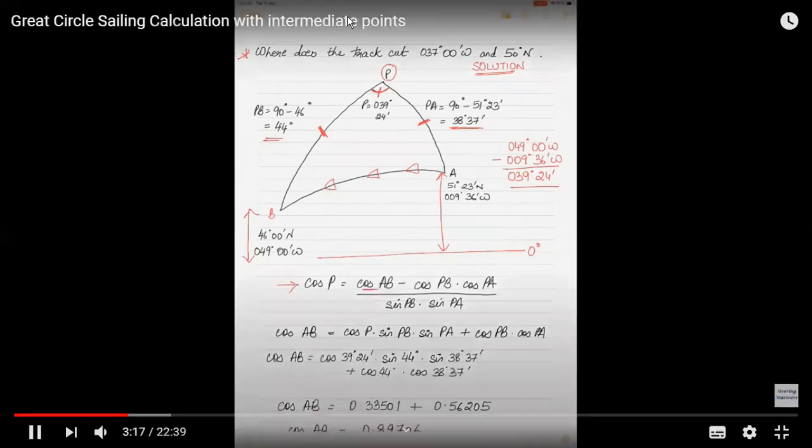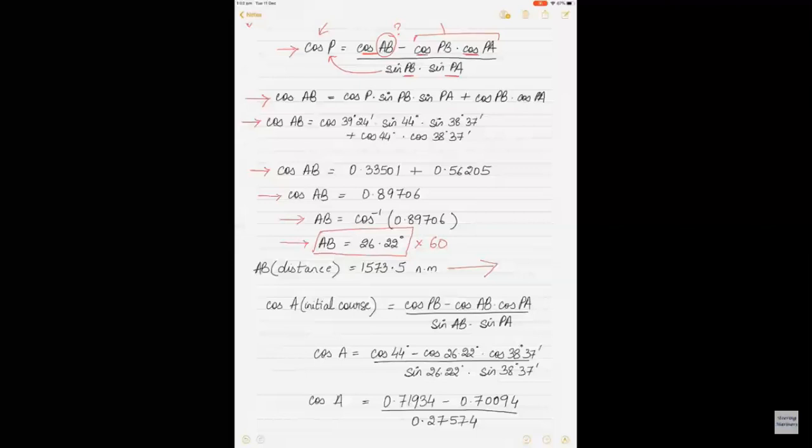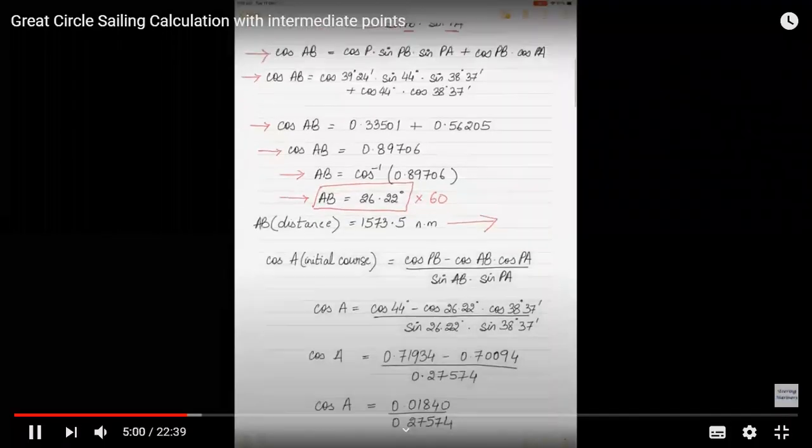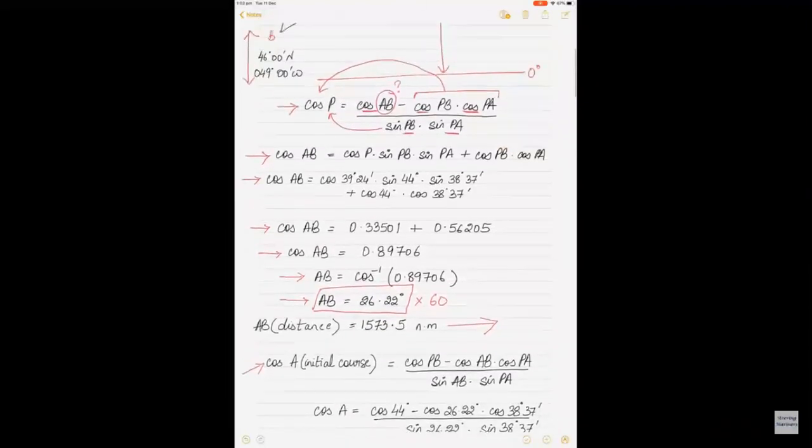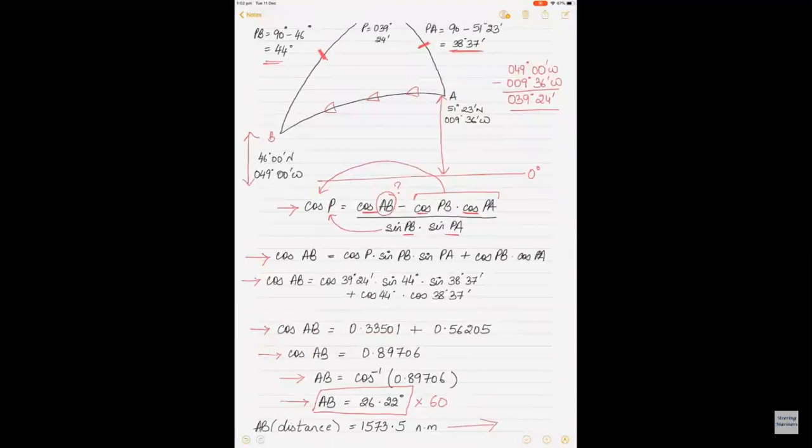Minus cos AB, so AB is 26.22 degrees as calculated. To calculate the distance, we multiply the angle by 60, so the initial force is 1573.5 nautical miles. The angle A in the diagram, you can see, is the included angle, and this is the initial course.